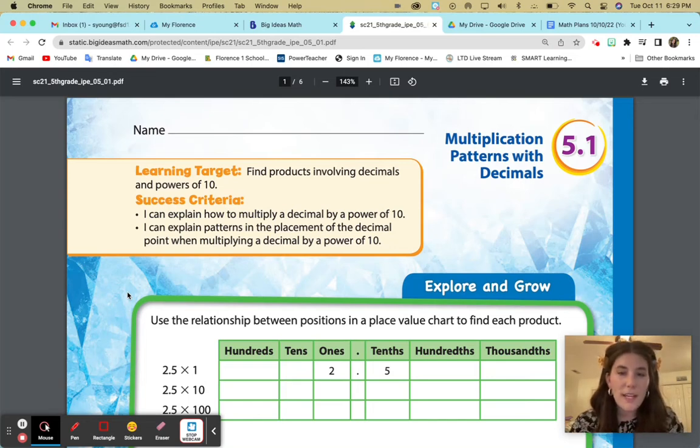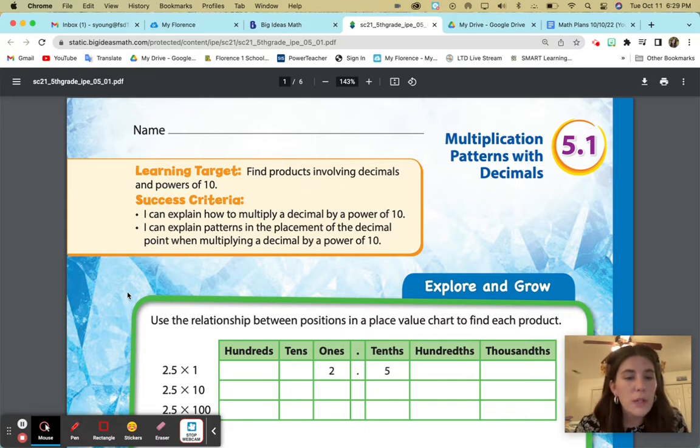Hey everybody, today in our math lesson, we are starting a brand new chapter on multiplication with decimals. So we have successfully passed through our multiplication of single digit and multi-digit numbers. And now we're going to move into how can we multiply decimals. And specifically today, we're going to be multiplying decimals by powers of 10.